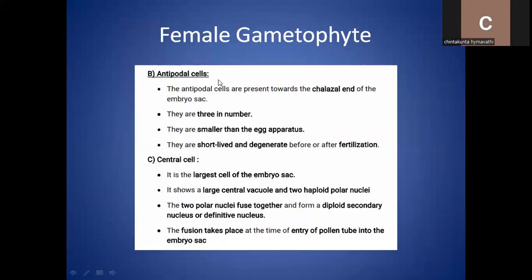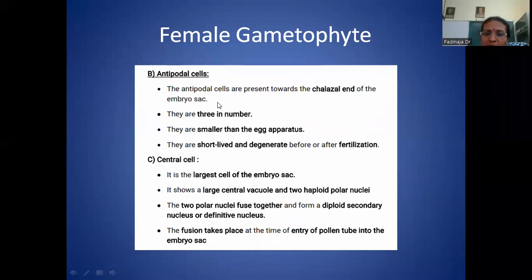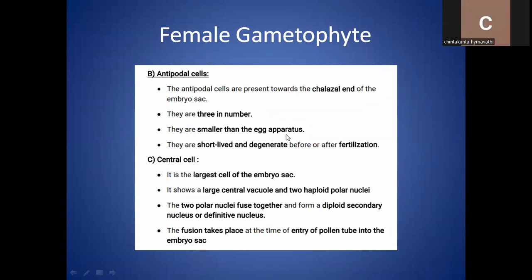And then the antipodals. The antipodal cells are present toward the chalazal end of the embryo sac. They are 3 in number. They are smaller than the egg apparatus, and they are short-lived and degenerate after some time. They do not play a key role in fertilization.